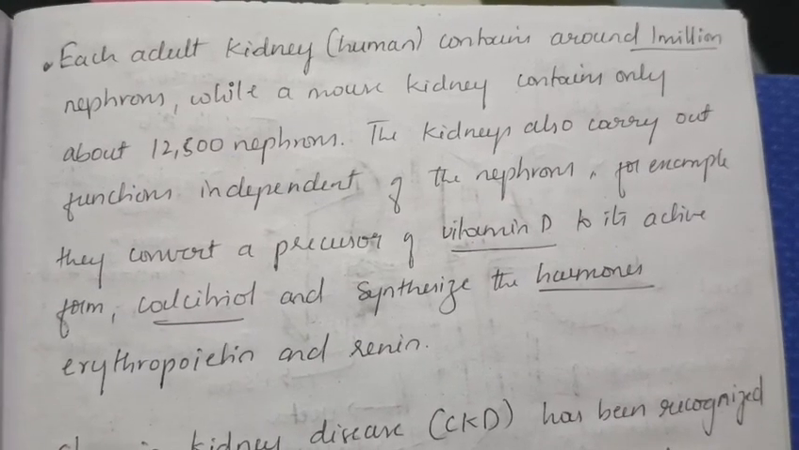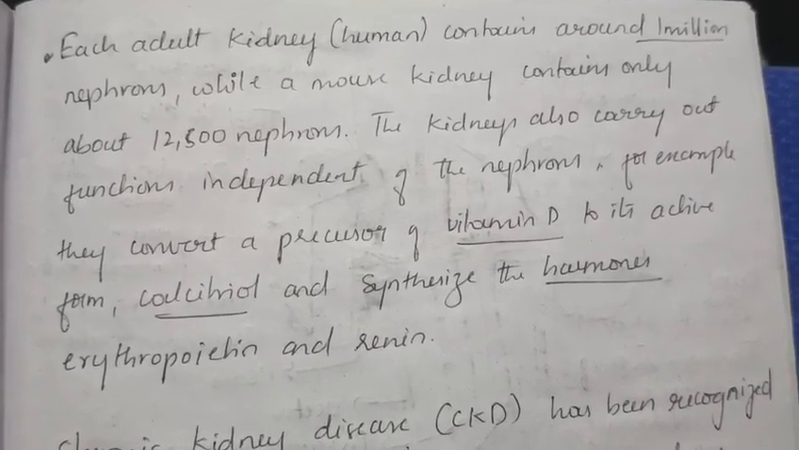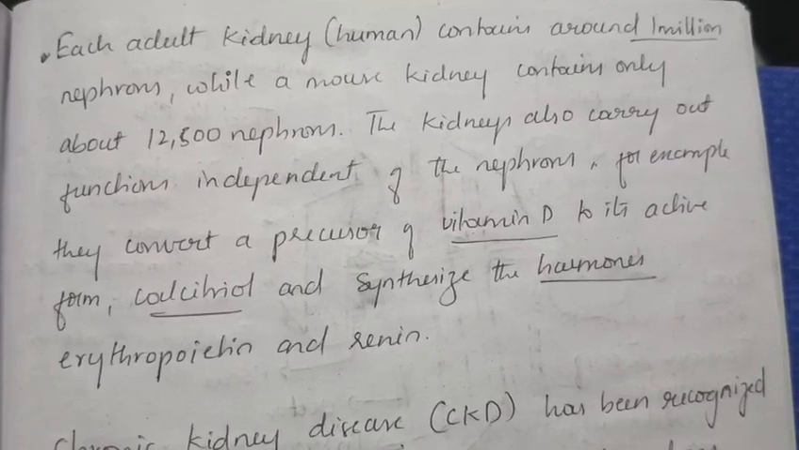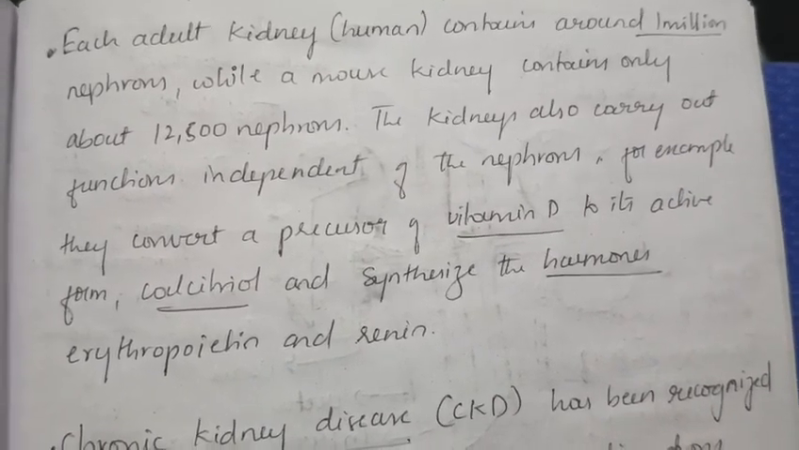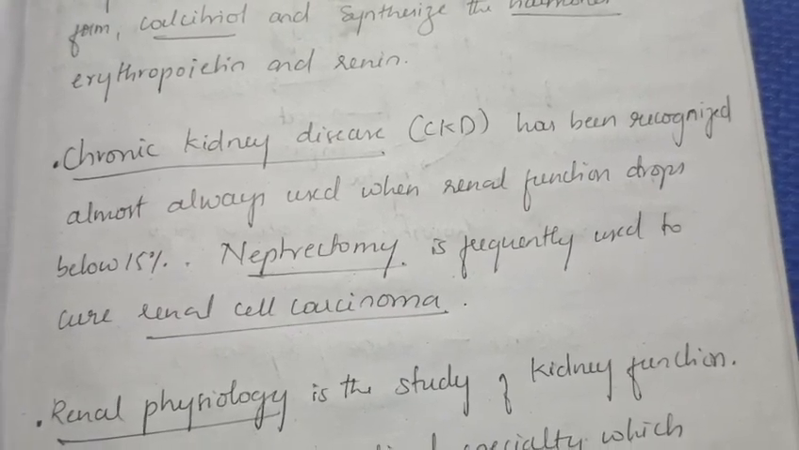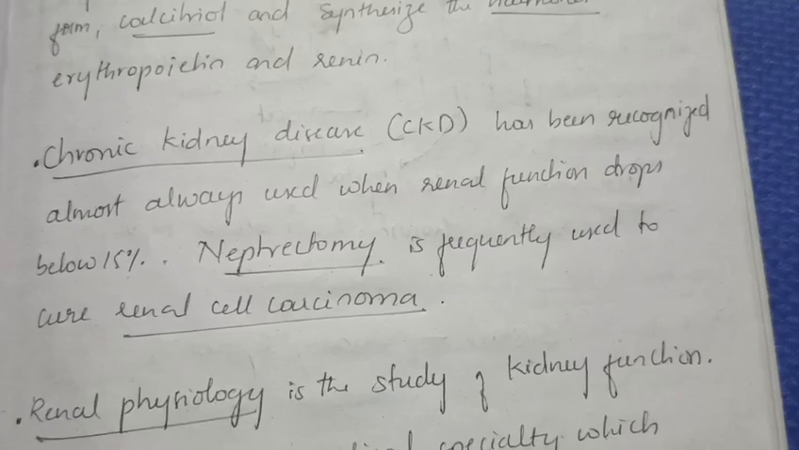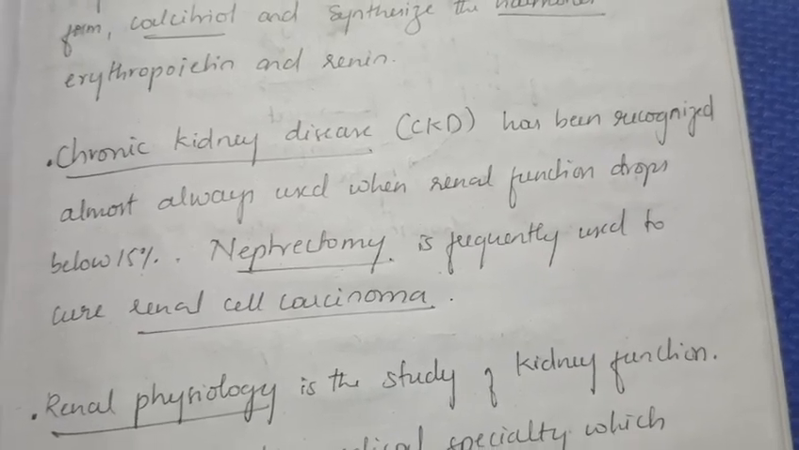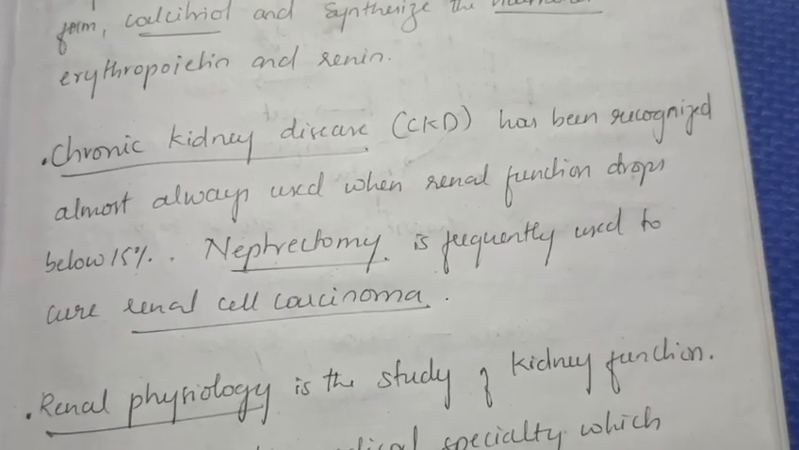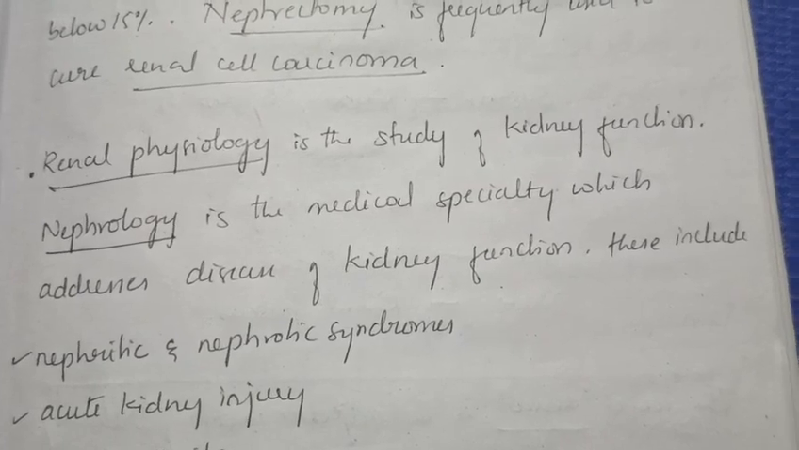The kidney also carries out functions independently of the nephrons. For example, they convert vitamin D to its active form and synthesize the hormones called erythropoietin and renin. Chronic kidney disease is almost always diagnosed when renal function drops below 15%. Nephrectomy is frequently used to cure renal cell carcinoma. Renal physiology is the study of kidney function.